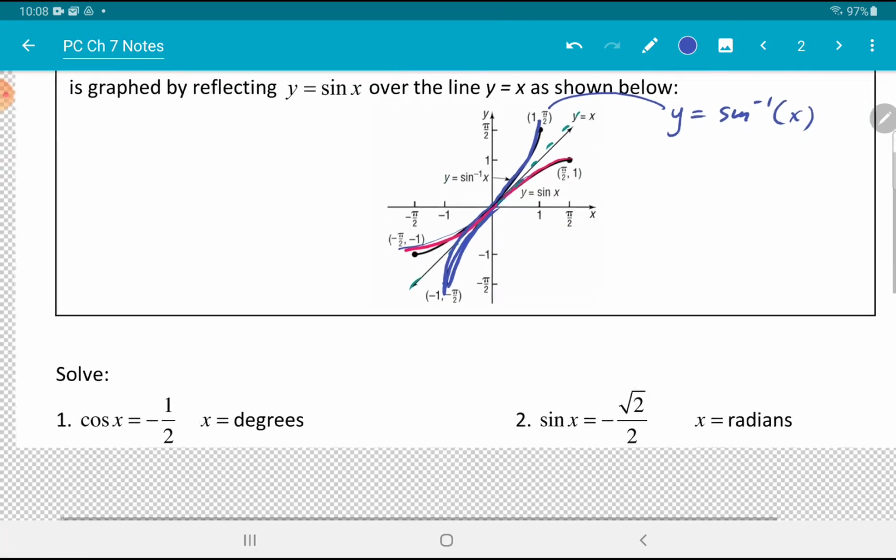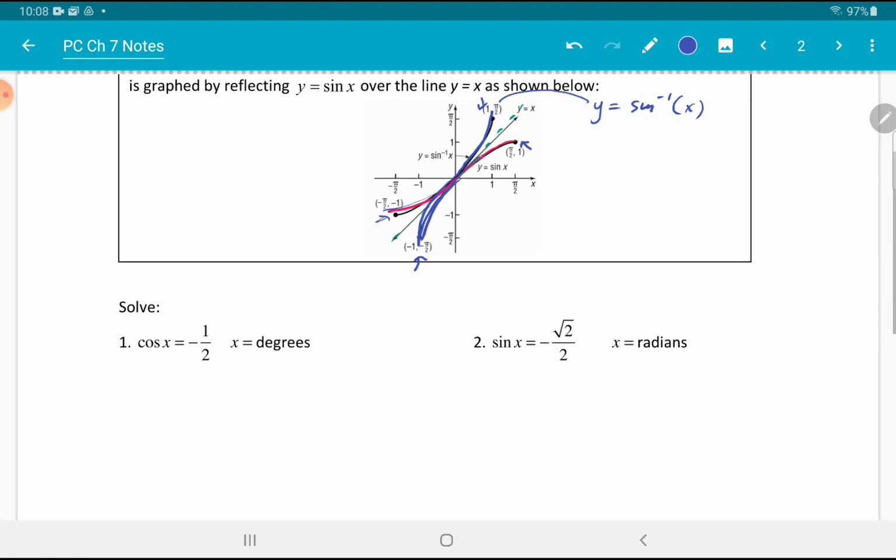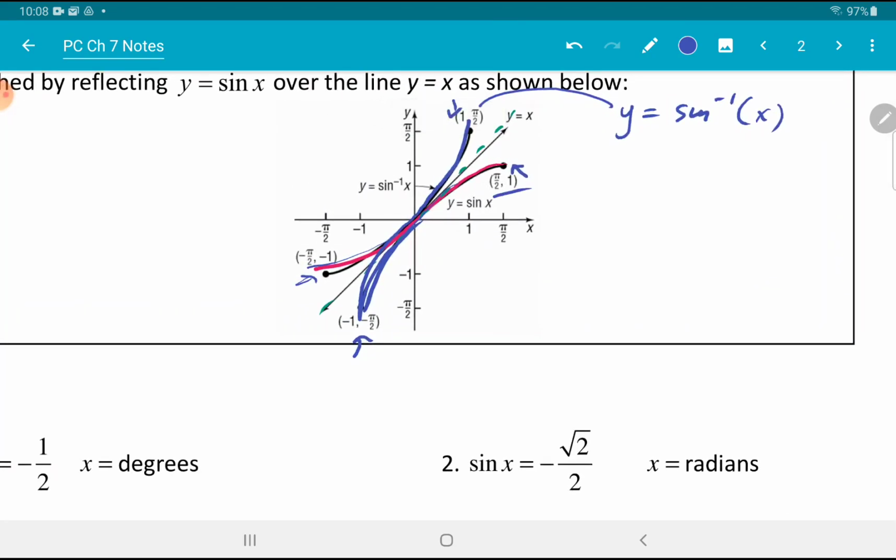Keep in mind that it is also restricted. Notice that the endpoints are stopping right there. We just have little points there. Same thing here. What also used to have the ordered pair pi over 2 comma 1 is now the ordered pair 1 comma pi over 2. On the other side, negative 1 comma negative pi over 2 got mirrored over from the original point of negative pi over 2 comma negative 1.